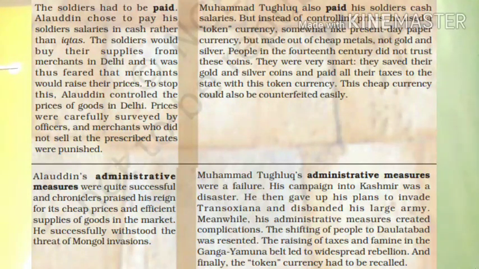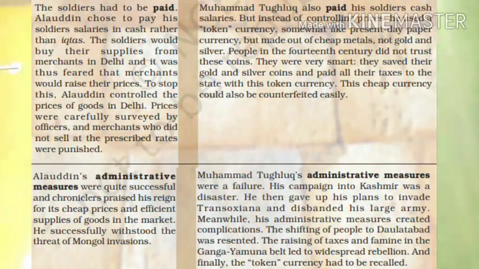Meanwhile, his administrative measures created complications. The people who were shifted from Delhi to Daulatabad resented it, they became angry and hurt that they had to leave their houses, they had to leave all their things in Delhi and settle in the new city of Daulatabad, which was almost 300-400 miles away from Delhi.